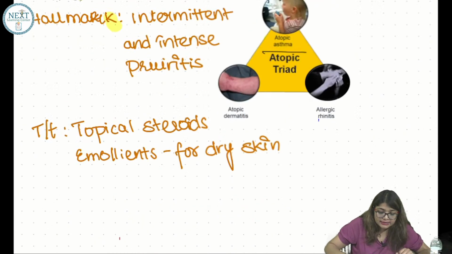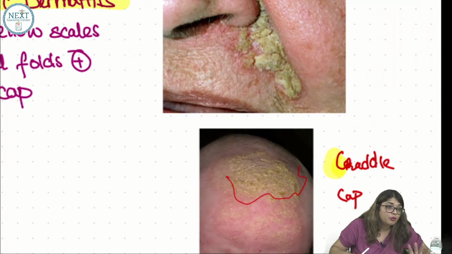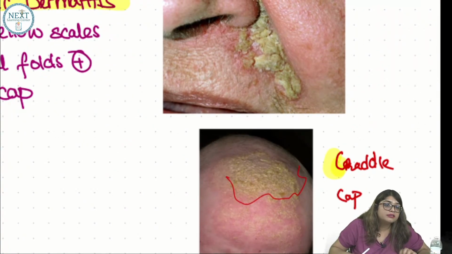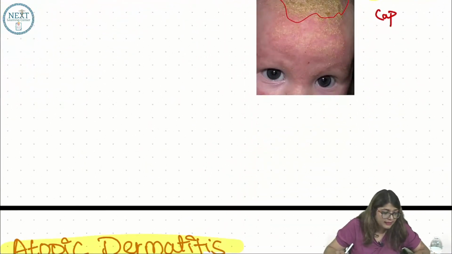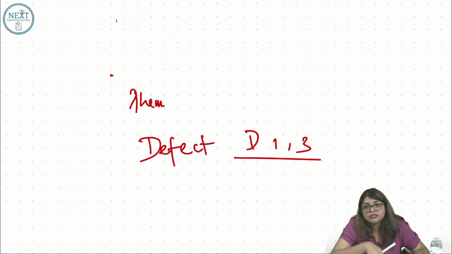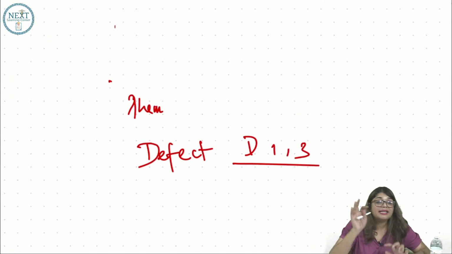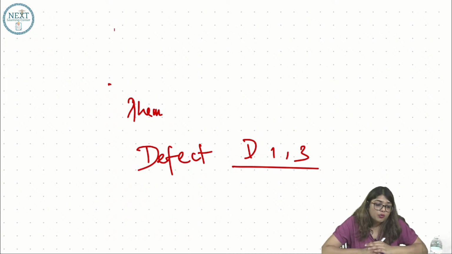So seborrheic is this one, and seborrheic is this one, right? Desmoglein 1, 3, right? So go through the images, or I will add images of pemphigus also in this. Can you go through them for me? Okay, go through the PDF.